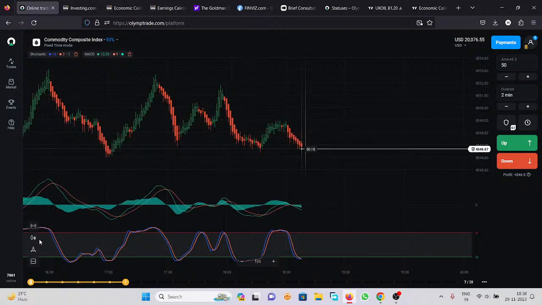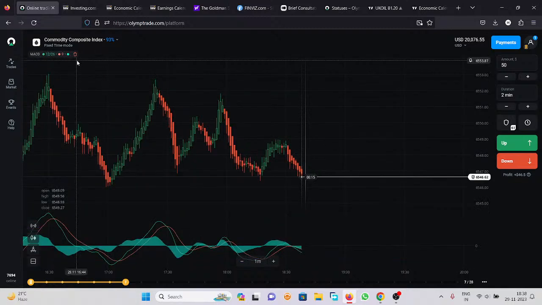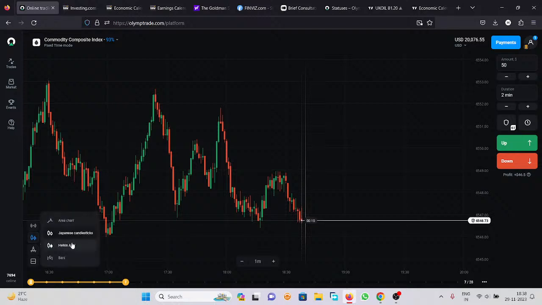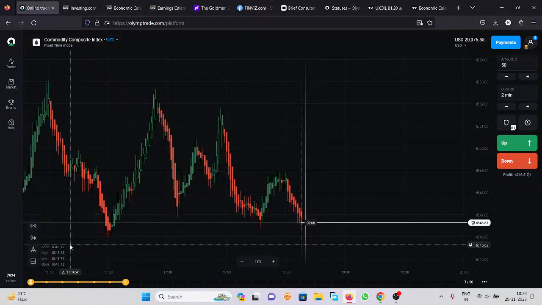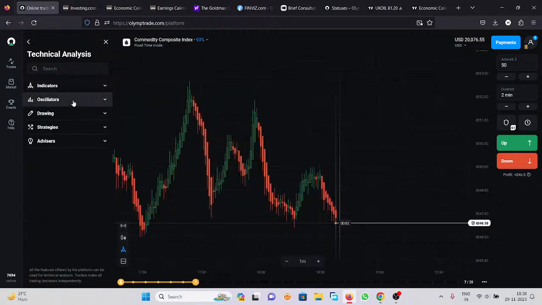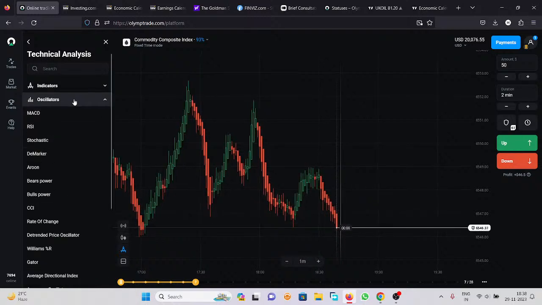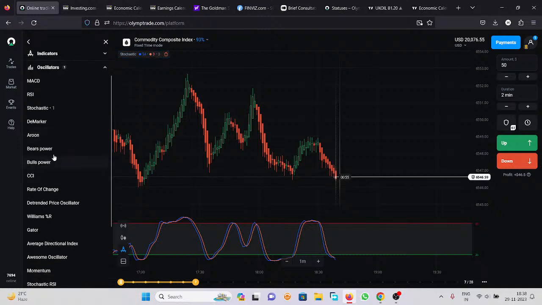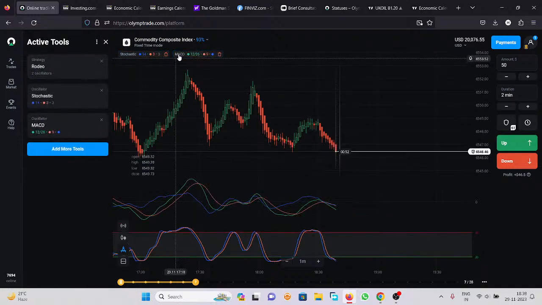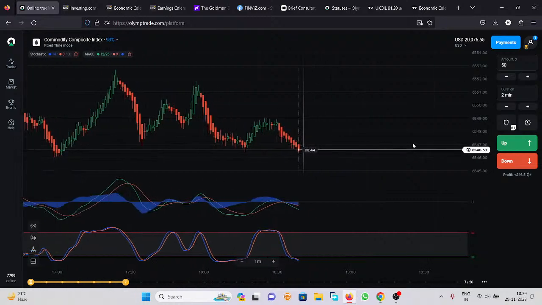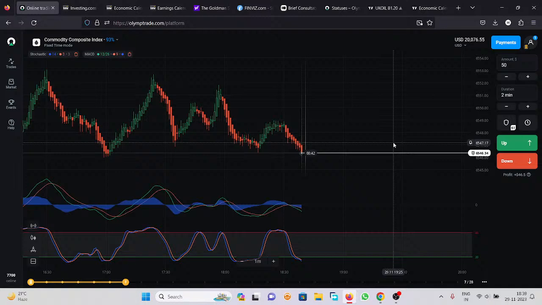If you don't have expert status, then no need to worry. You can set up the strategy on your own. First of all, you need to change the candlestick pattern from Japanese to Heikin. Then you need to click on the indicator section, then oscillator, go to more tools, oscillator. Then you need to put in stochastic and MACD. Click on the MACD and just change it to the area chart. That's it. Again, the strategy is set on your account.